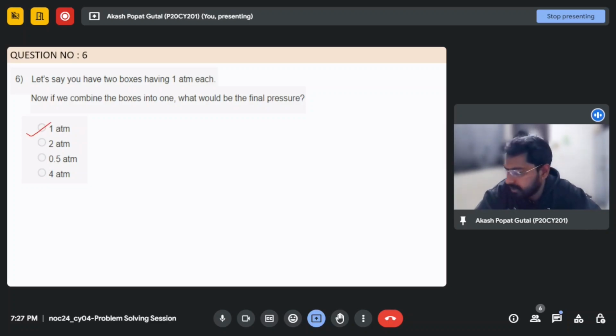So intensive variables do not depend upon the quantity. Even if you add these two boxes, or two, three, or any number of boxes, it will not change. The pressure will not change, because pressure is an intensive property of the system.